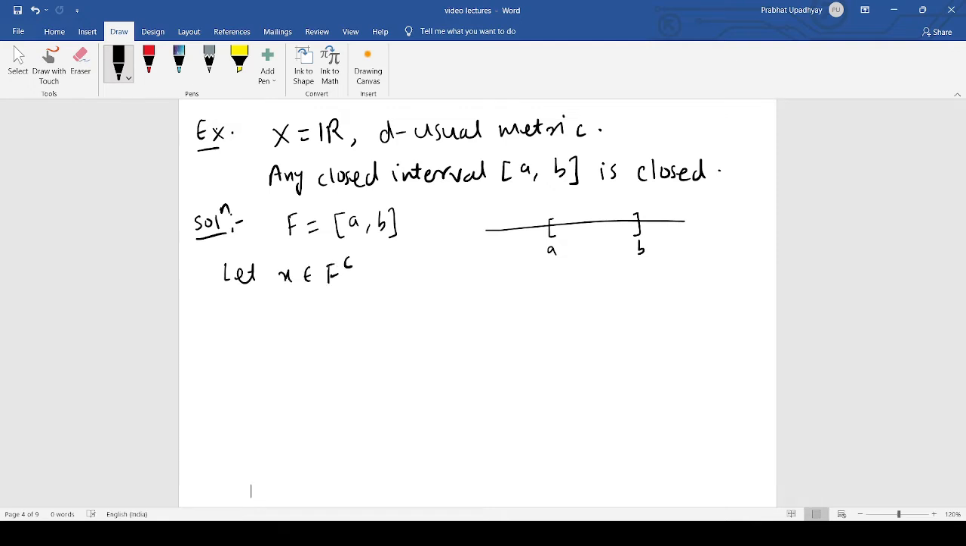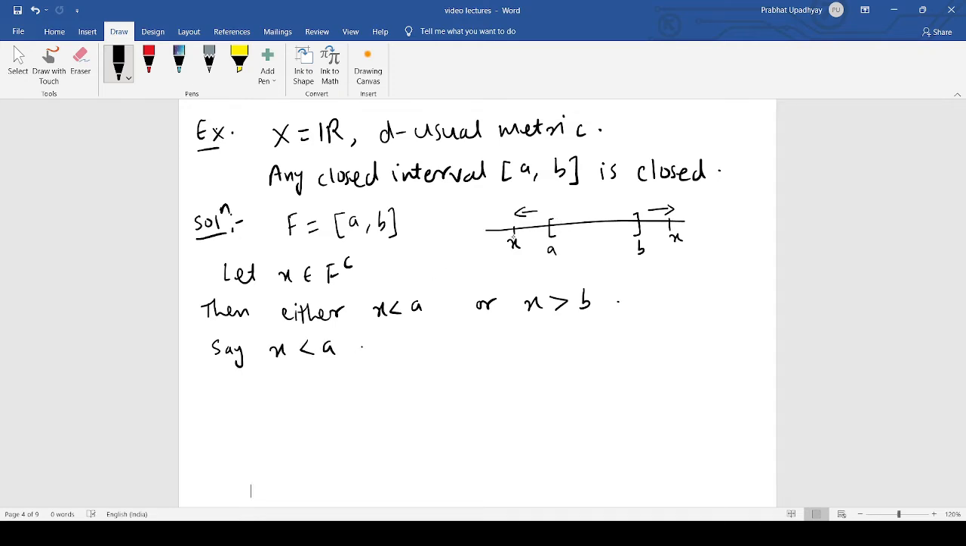If x belongs to F complement, it has two options. It either lies in this region or it lies in this region. If your x lies in this region, that means your x is less than a. And if x lies in this region, your x is greater than b. That means you can say either x is less than a or x is greater than b. So let's consider the first case. Say x is less than a.